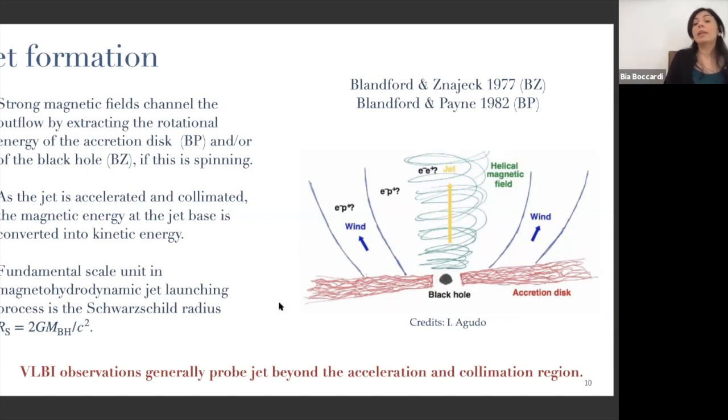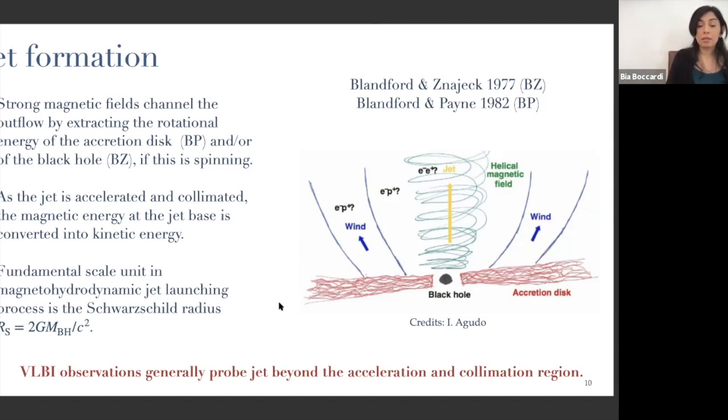So at the beginning, we expect these jets to be slow, very broad, and strongly magnetized. As the acceleration of the flow proceeds, and also the collimation, because the acceleration and collimation are thought to occur at the same time in this scenario, the magnetic energy which was dominating at the base of the jet is gradually converted into kinetic energy as the flow becomes faster and faster.